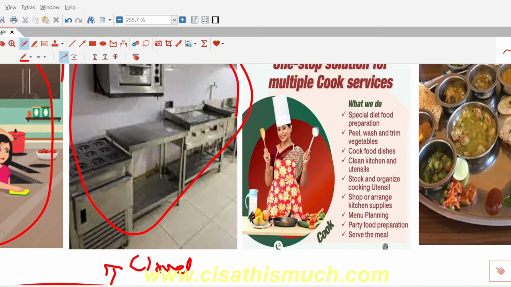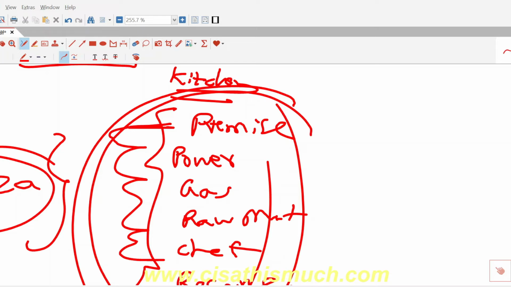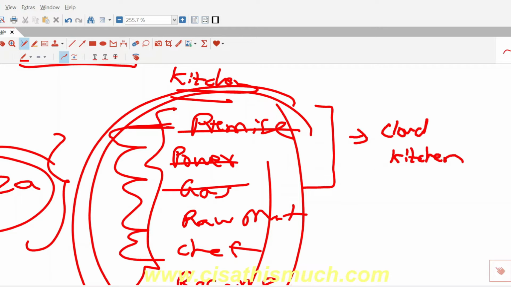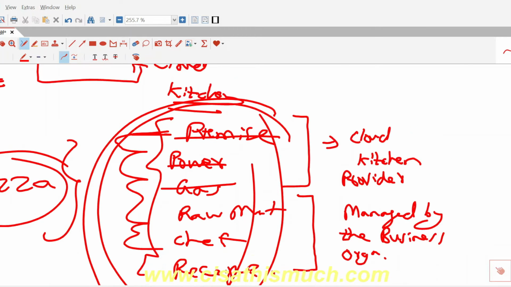But when it comes to the cloud kitchen, the responsibility of premise, power, and gas, these three things, would be managed by the cloud kitchen provider, and the rest everything, raw materials, chef and everything, would be managed by the business or the organization, right? This is the difference in case of the second example.